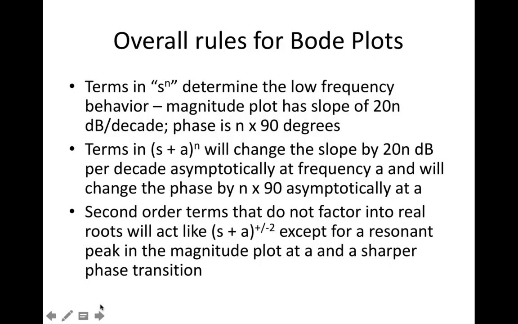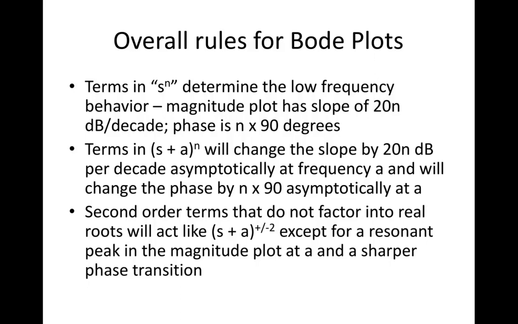All right, so overall rules for Bode plots, just to sum things up, and I did this in the magnitude plot lecture as well. Terms in s to the n are going to determine the low frequency behavior. The magnitude plot is going to have a slope of 20 n dB per decade. The phase is n times 90 degrees. Terms in s plus a to the power n are going to change the slope by 20 dB per decade on the magnitude plot, starting at frequency a, and they'll change the phase asymptotically by n times 90 degrees.